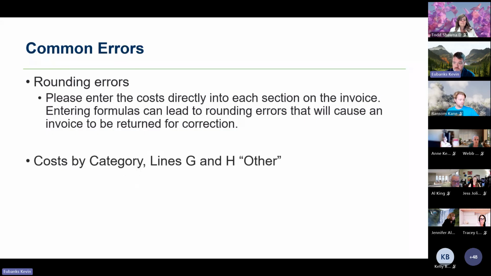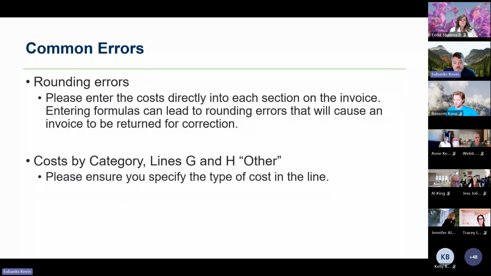All right, next we have cost by category, lines G and H, other. We ask that you please ensure that you specify the type of cost in the line. So you can actually go in and edit out where it says "specify the cost here." You can actually remove that and put what the cost is.